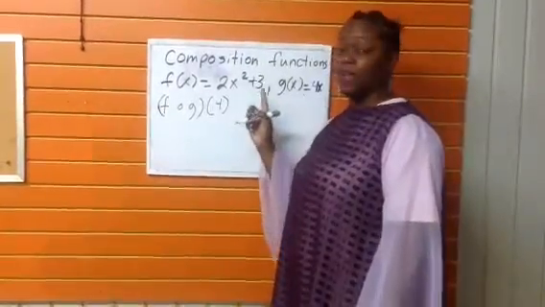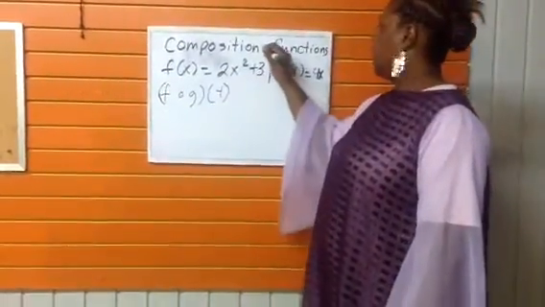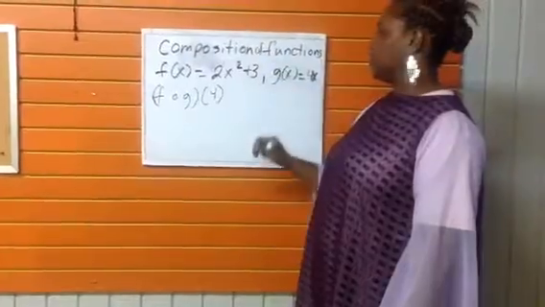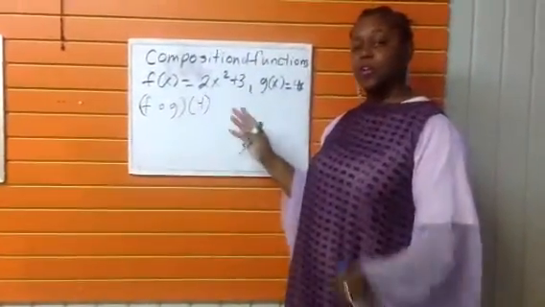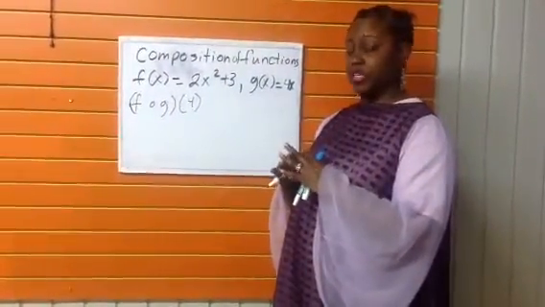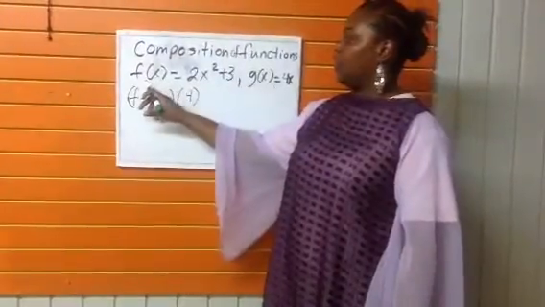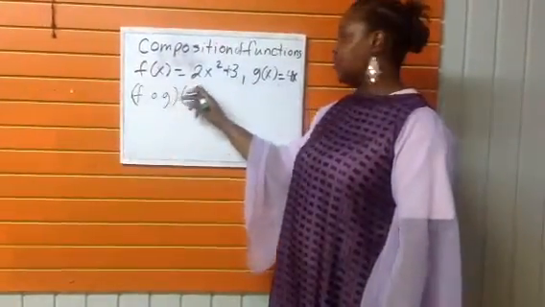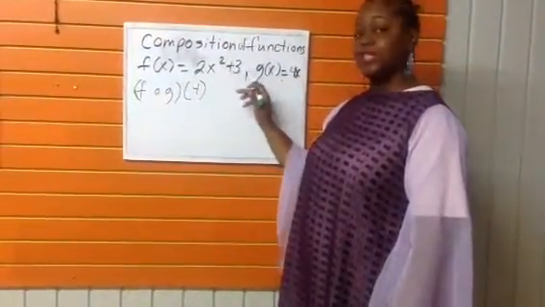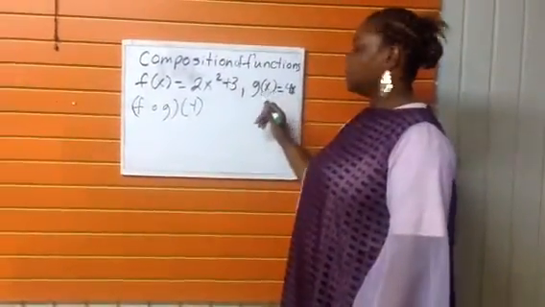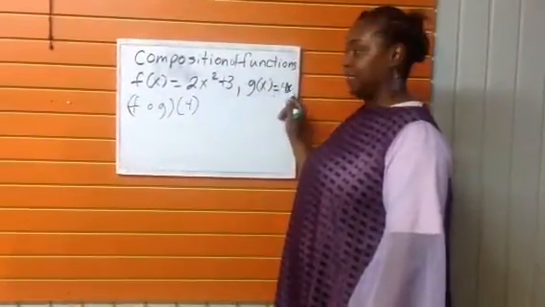Today we're going to be solving compositional functions. And we're going to say composition of functions. And composition of functions are the two functions merging together. Function 1 is we're going to take f of x equal 2x squared plus 3. The second function is g of x equal 4x.